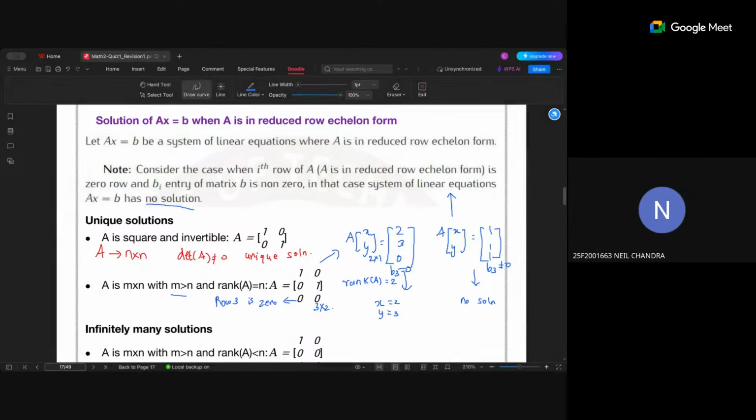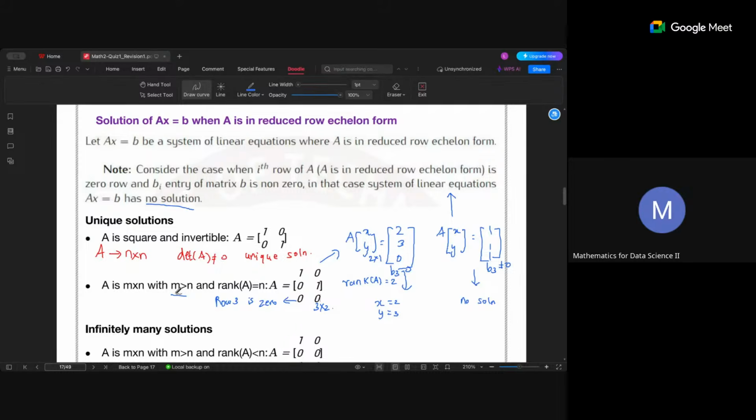Ma'am, I just want to confirm one thing. Hello, am I audible? Yes, yes. I just want to confirm one thing. We are given a rectangular matrix A with m rows and n columns, and we are observing that m, the number of rows, is greater than n, the number of columns. That is given. Till now, am I right?